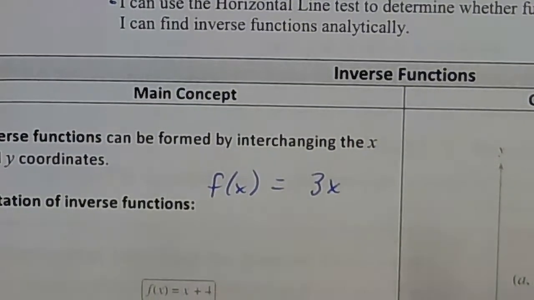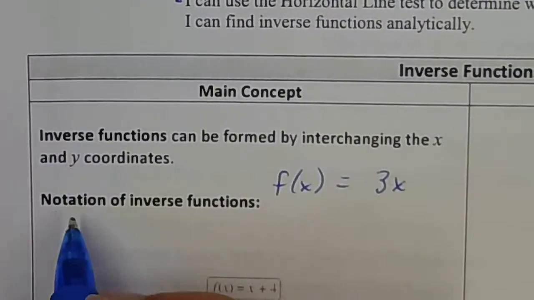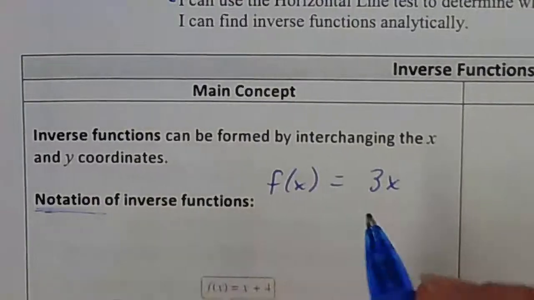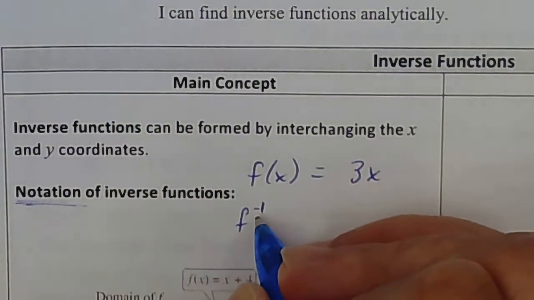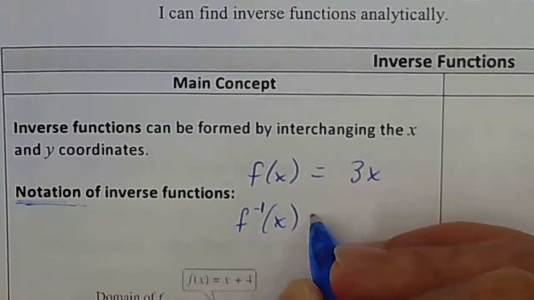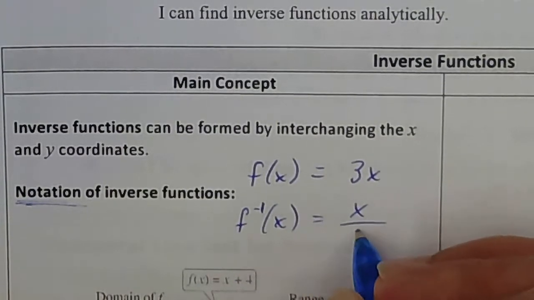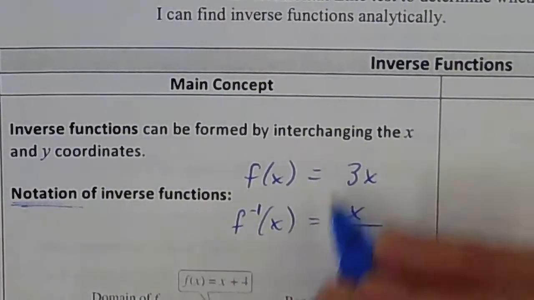Well, its inverse, or opposite operation, is to divide. And here's the notation of it. This is how you show that something's an inverse. You do f and you put this little -1 up in the exponent area. So this means the inverse of f is equal to x divided by 3. There's a pair of inverse functions. Okay?